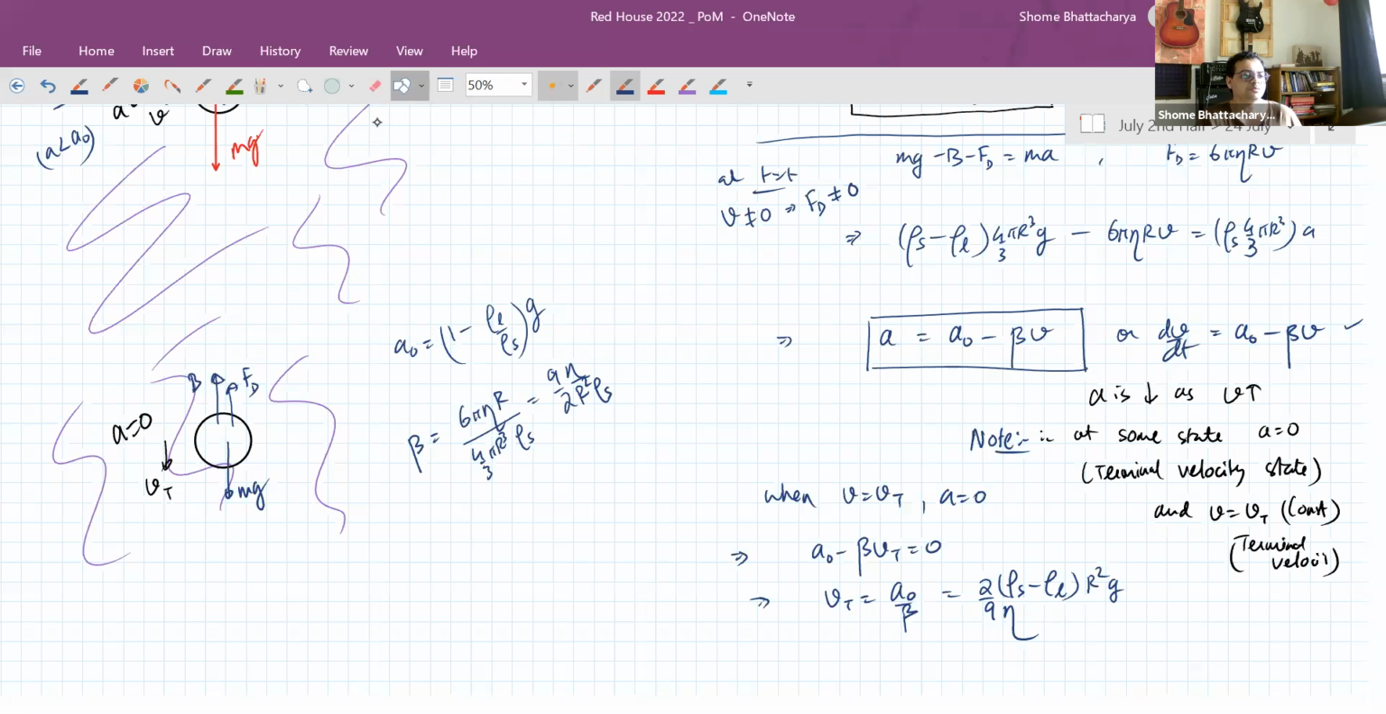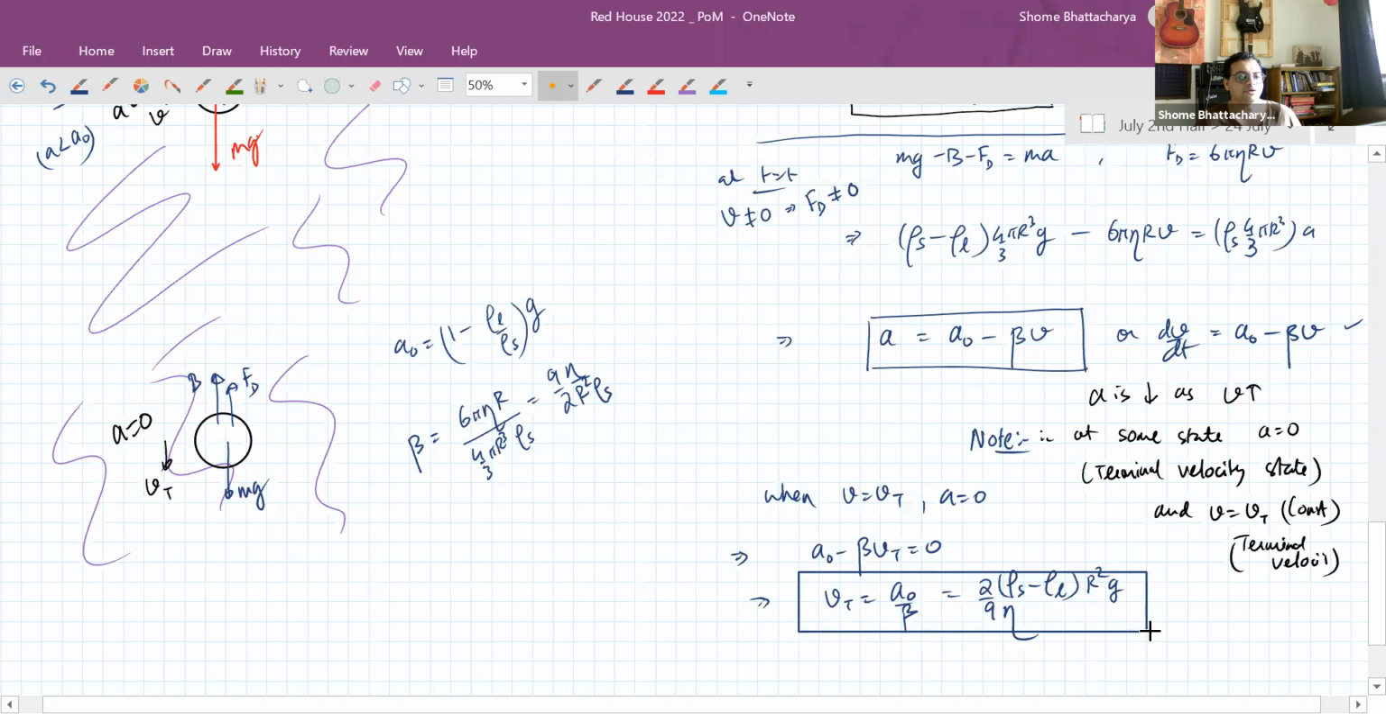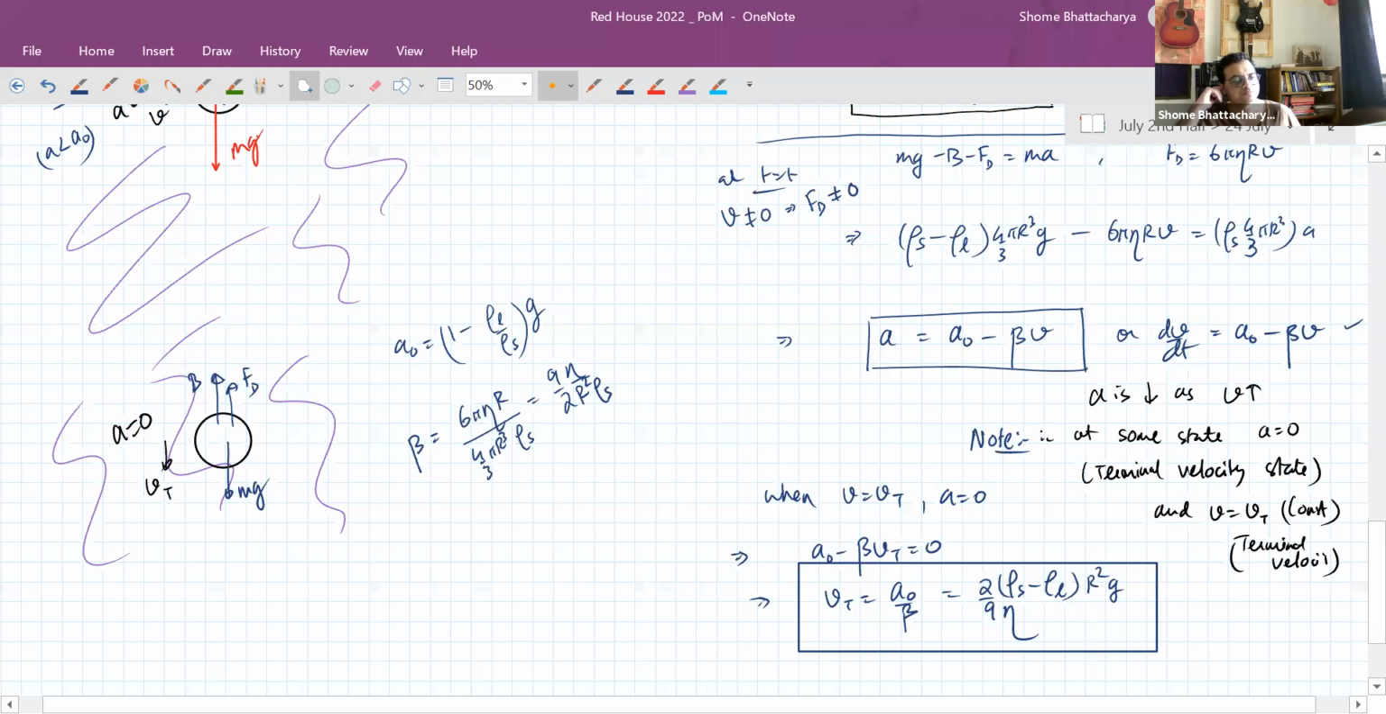So this is actually a formula that you're supposed to know by heart, but you don't need to actually memorize it as a formula. What you can just do is remember it as a concept, that in the terminal velocity condition, this is what happens. At the terminal velocity condition, the acceleration becomes 0. You can even remember it this way. So net force is 0.